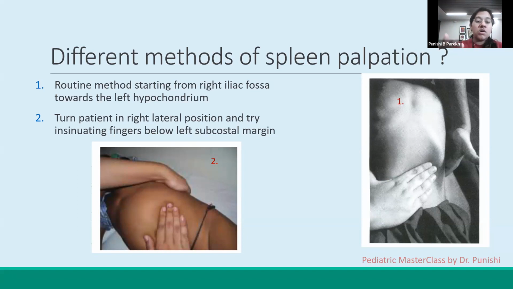Method number two is you turn the patient to the right lateral position. So you're standing on the right side of the patient. You turn the patient towards your side and try insinuating your fingers below the left subcostal margin. Your left hand is giving support to the rib cage, and your right hand is trying to insinuate the fingers under the left subcostal margin. This is usually done when the spleen is not that enlarged that you're able to palpate it with the first method. So you try to see whether the tip of the spleen is hitting your fingers or not. That is method number two.